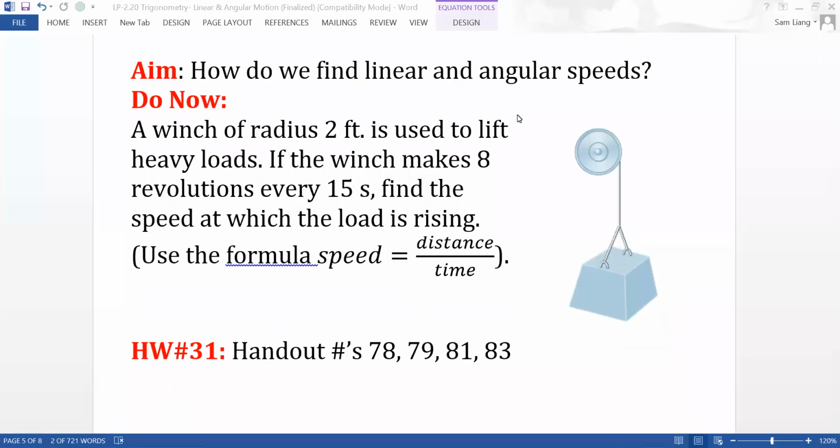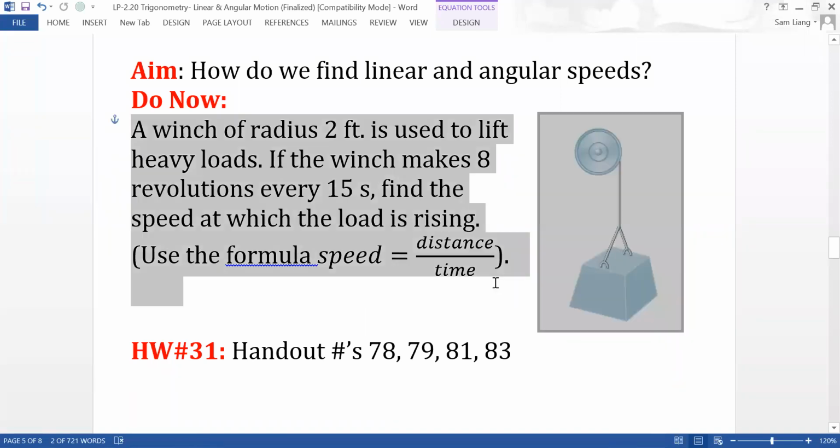Correct. So our lesson for today is regarding linear and angular speeds. Your aim is how do we find linear and angular speeds? And can someone read the do now here? The highlighted text.